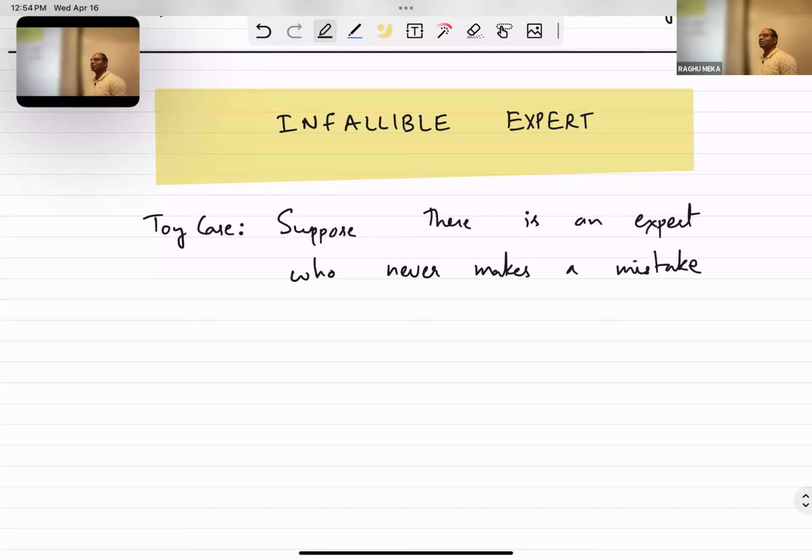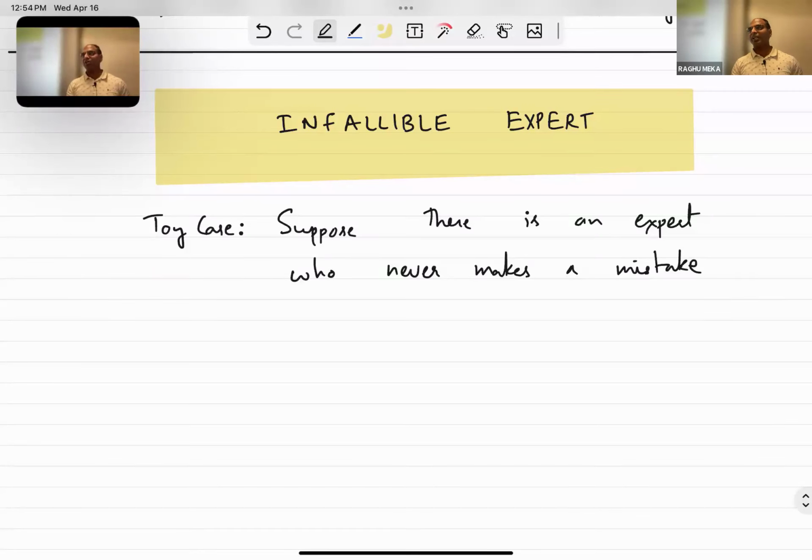Meaning there is an expert who is 100% correct, whose loss is 0 all the time, right? So that means the loss of the best expert is 0. Then the question is, how many mistakes would you make, given that one of the experts is kind of infallible, but we don't know who that expert is?